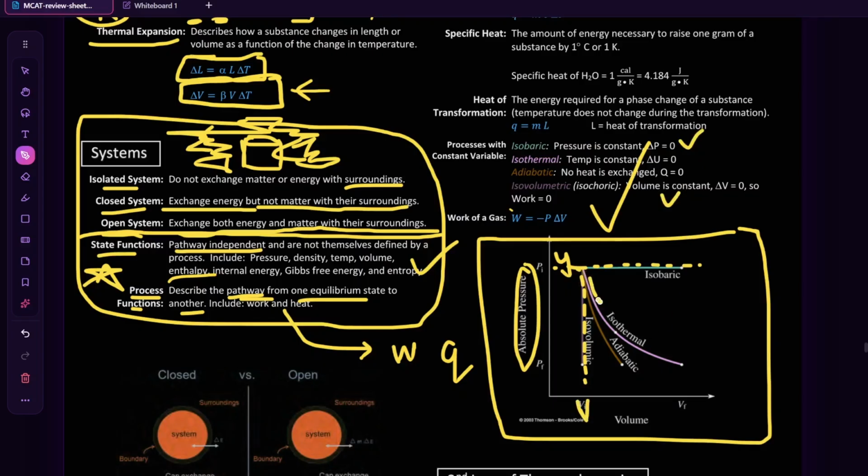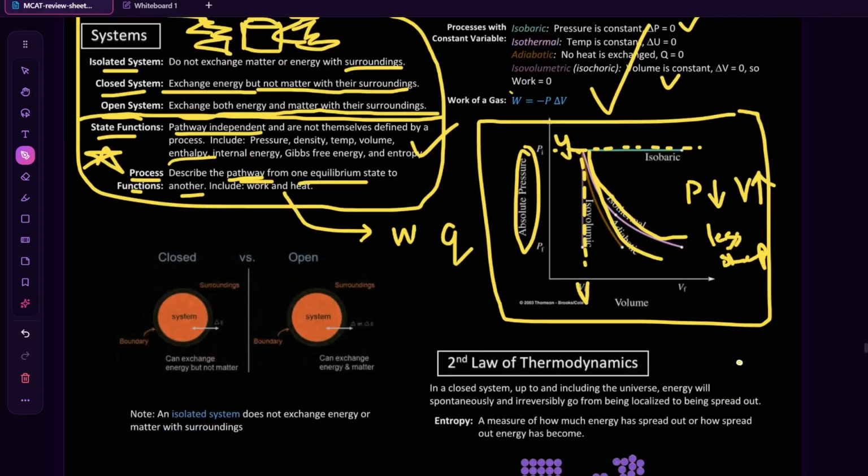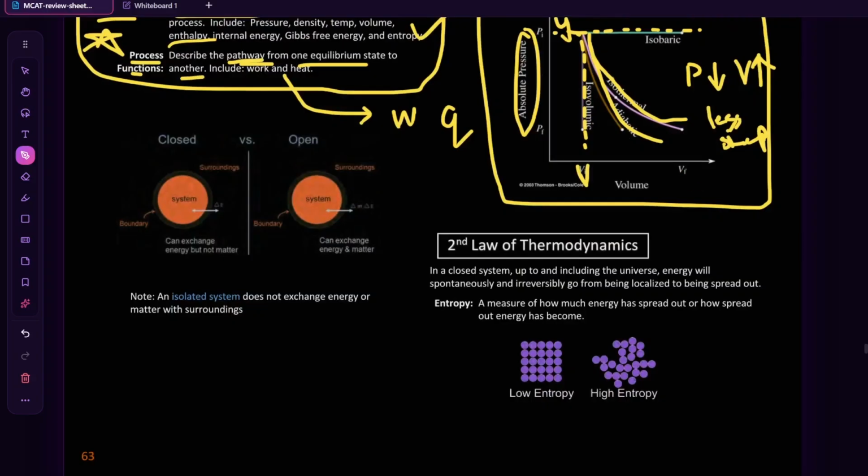Isothermal has a curve decreasing as the final volume increases. So pressure goes down as volume goes up. That's isothermal, and adiabatic is the same thing, but steeper. Sometimes it helps to ask why, which can give you a deeper understanding and might help you later in practice. And that's how you read a pressure-volume diagram. Then we can go into the second law of thermodynamics.